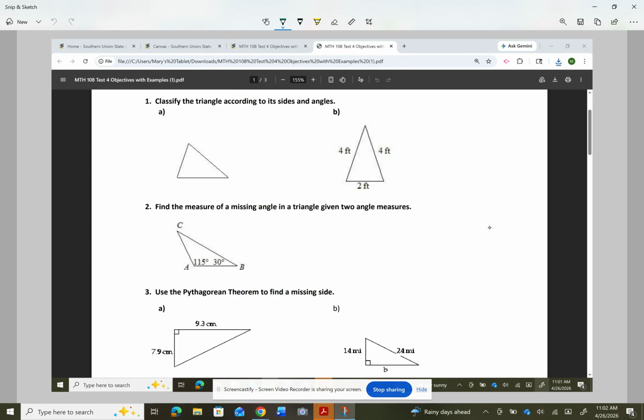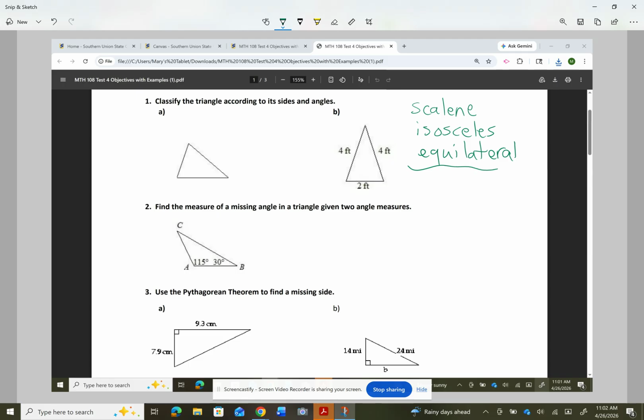So if you're looking at classifying a triangle according to its sides, you have the option of scalene, isosceles, and equilateral. Equilateral means all the sides are the same, equal sides. Isosceles would be just 2 of them the same, but 1 different. And scalene is all 3 are different.